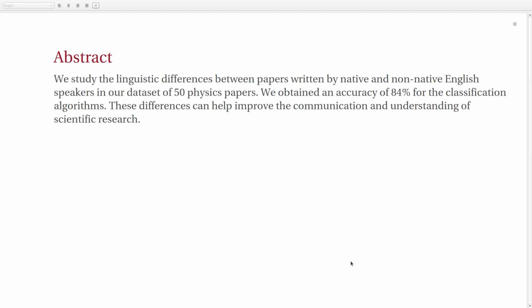The data comes from articles about quantum physics, and the main difficulty here was to get the data and classify that as data coming from a native and a non-native.